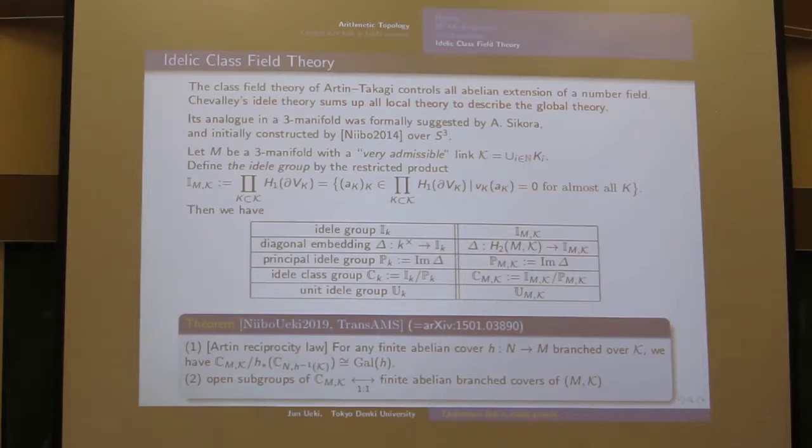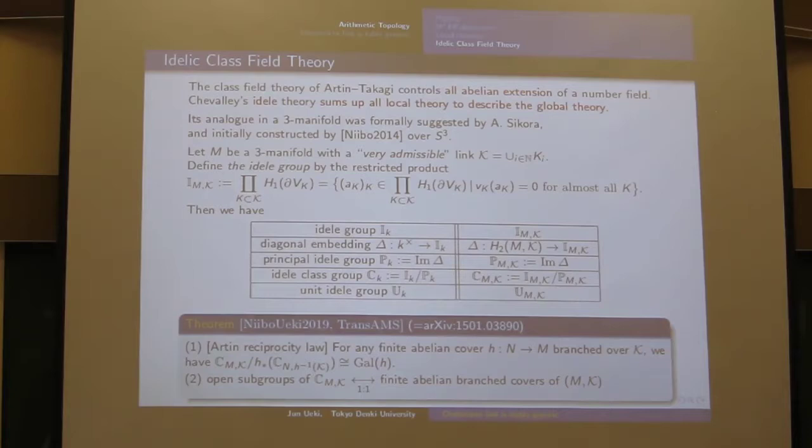Now I explain ideal class field theory. Class field theory controls all abelian extensions of a number field. And in that theory, Chebotarev's density theorem sums up all local theories to describe the global theory. Its analog in three-manifolds was formally suggested by Adam Sikora and initially constructed by Mr. Niibo in Kyushu University five years ago over S3.